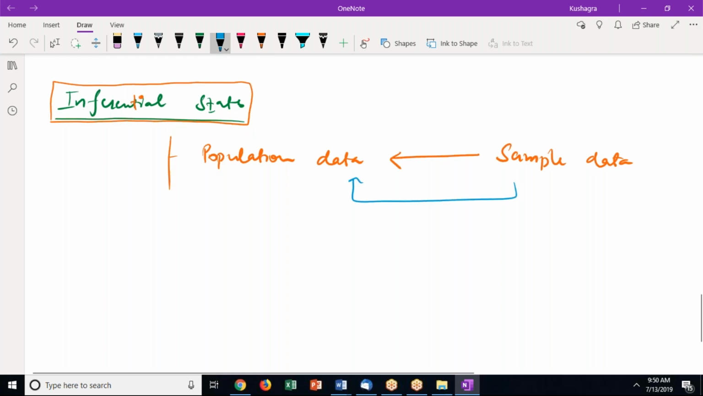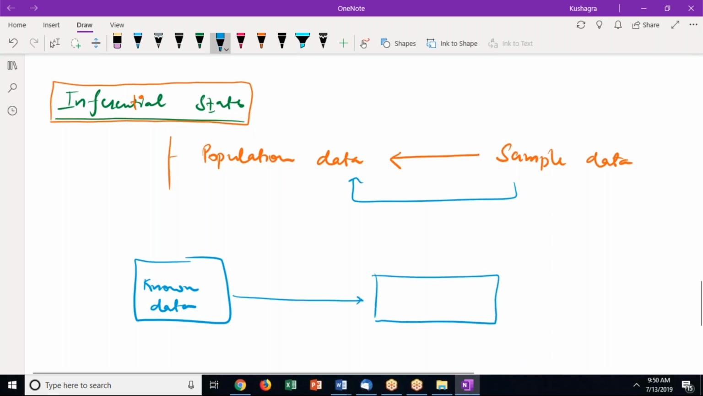That's what we want to do when you do predictive modeling. So you have some known data, correct? Which generally you can take as your sample, and based on this data you create a machine learning model, right?